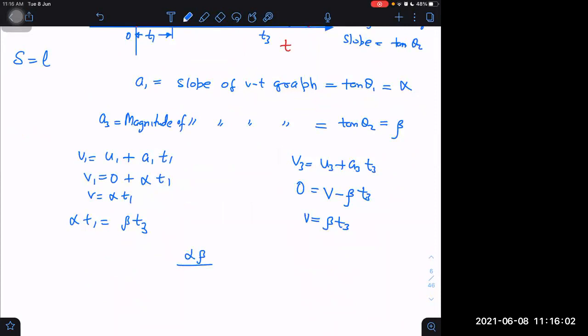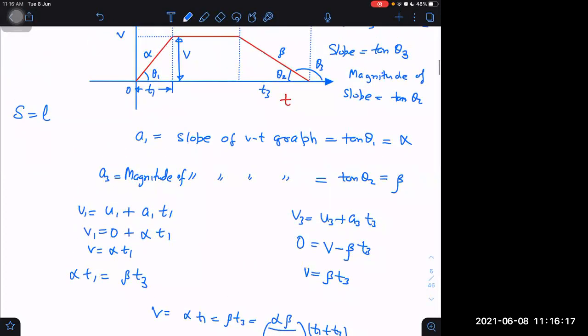V, as I told you, same equation. Let me write again. V is equal to alpha into T1 is equal to beta into T3. So it can be written as alpha beta upon alpha plus beta into T1 plus T3, right? What about the middle interval? Middle interval is easiest to tackle because in that case the time interval is just L by V.